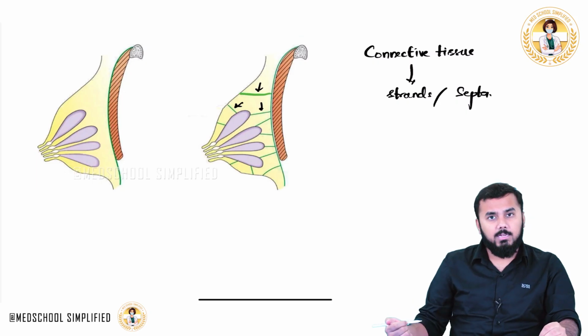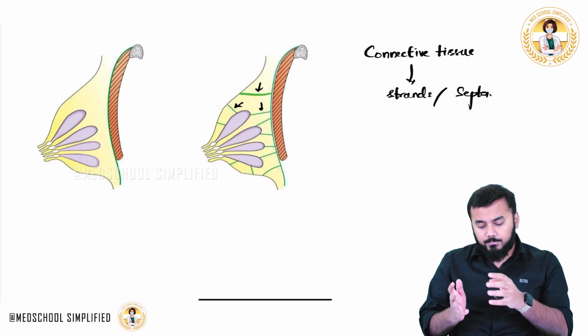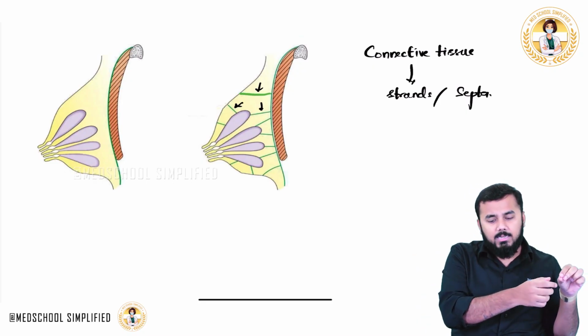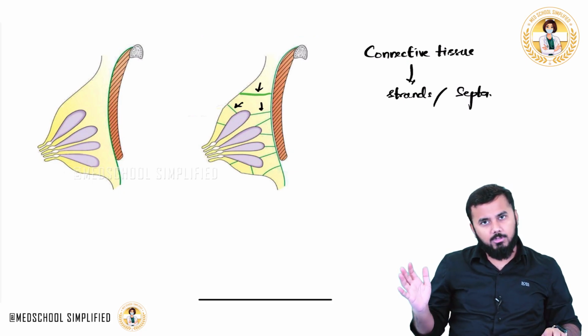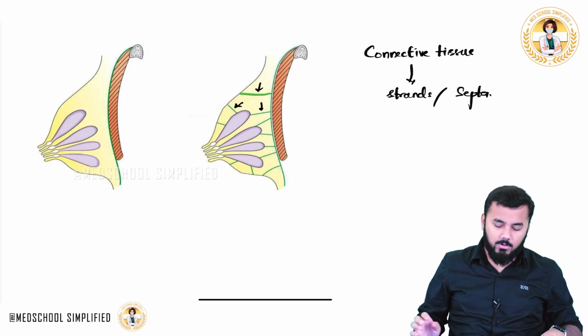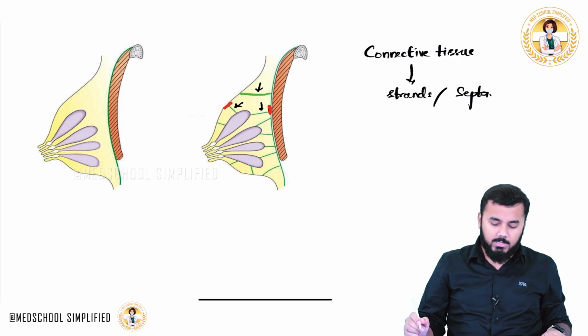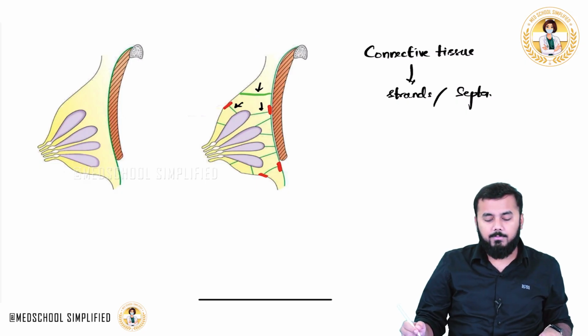So what are these strands or septa doing? One side they are attached to the parenchyma, and on the other side they are attached to the surface of the skin. Here also, one side they are attached to the parenchyma, and here they are attached to the surface of the skin.